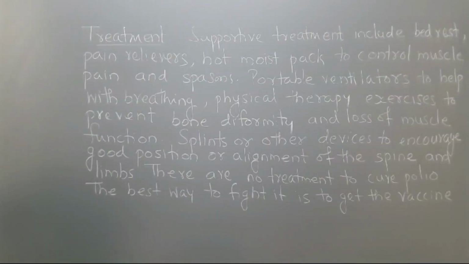What is the treatment for poliomyelitis? Since there is no treatment to cure this disease, for these patients we use supportive treatment, which includes bed rest, pain relievers, hot moist packs to control muscle pain and spasm, portable ventilators to help with breathing, physical therapy exercises to prevent bone deformity and loss of muscle function, splints or other devices to encourage good position or alignment of the spine and limbs.